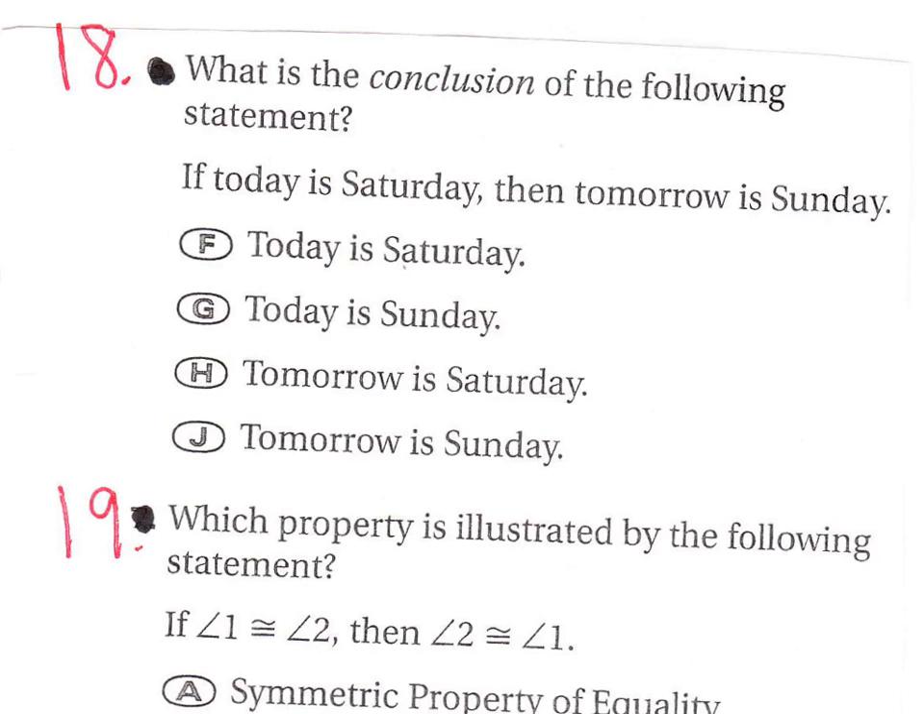Number 18, what is the conclusion of the following statements? If today is Saturday, then tomorrow is Sunday. So what's the conclusion? Is it F, that today is Saturday? Is it G, that today is Sunday? Is it H, that tomorrow is Saturday? Or J, that tomorrow is Sunday? Hit the pause, think about that. Which is the conclusion? If today is Saturday, then tomorrow is Sunday.